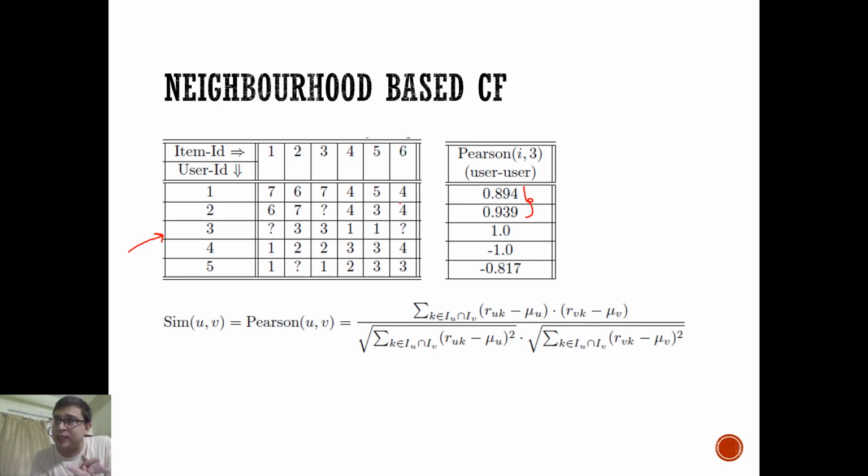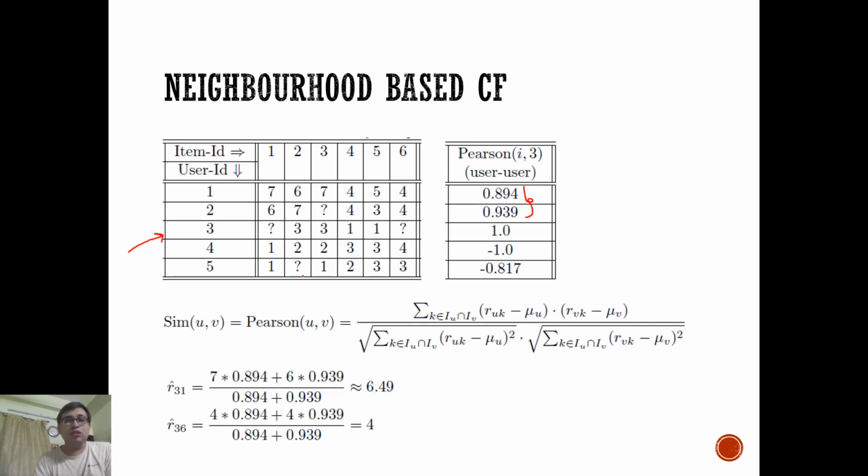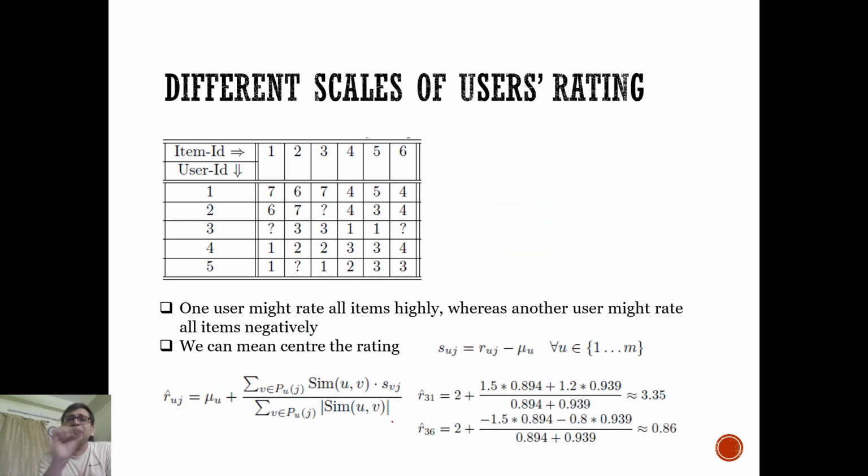So one of the simple things to do is a simple average. But instead of a simple average, we can also use the similarity as a weight, something of this sort. So I can use that, and I get that the potential rating is 6.49 for the first item, and for the 6th item it is 4. So if I have to recommend one between item 1 and item 6, I will of course recommend item 1 to him. Okay, so there is a little bit of a problem.